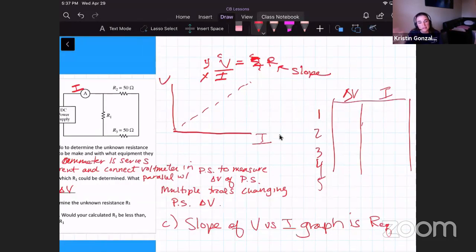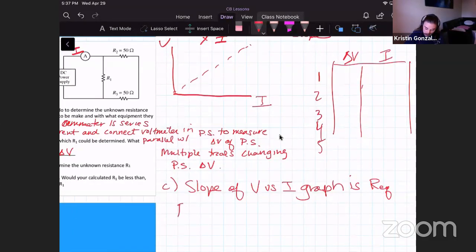So we have to look at what's in series and what's in parallel. How would we find R1? If I look at R2 and R3, they are in series with each other, but that branch is in parallel with R1. So if we were to write an equation, the equivalent resistance is equal to, since they're in parallel, 1 over R1 plus 1 over R2 plus R3.